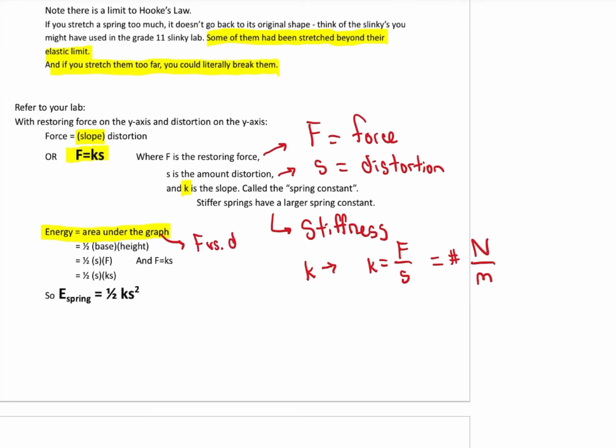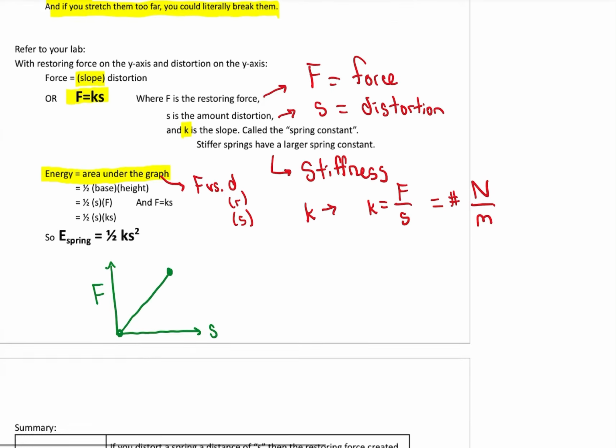If we can graph force versus distance, the area underneath that is the energy in the system. For gravity, instead of calling it D, we called it letter R. For springs, we're going to call it letter S because it's the stretch or the squish. So from the lab, you all had the graph. F here, S down there. That's what your graph looked like.